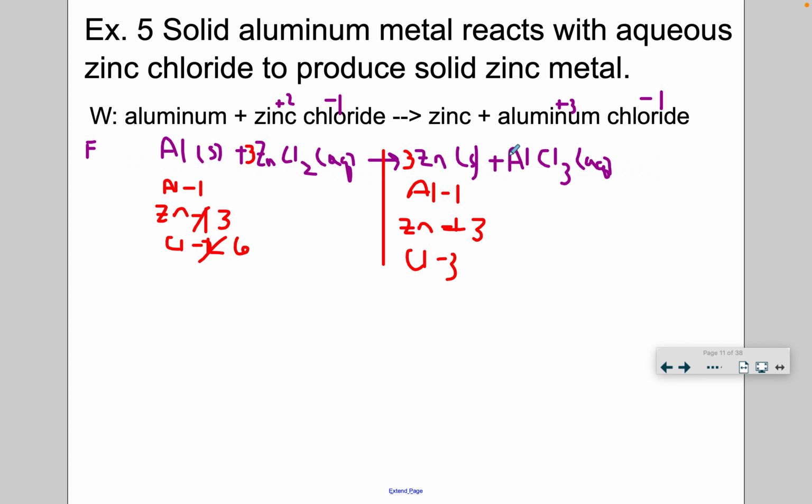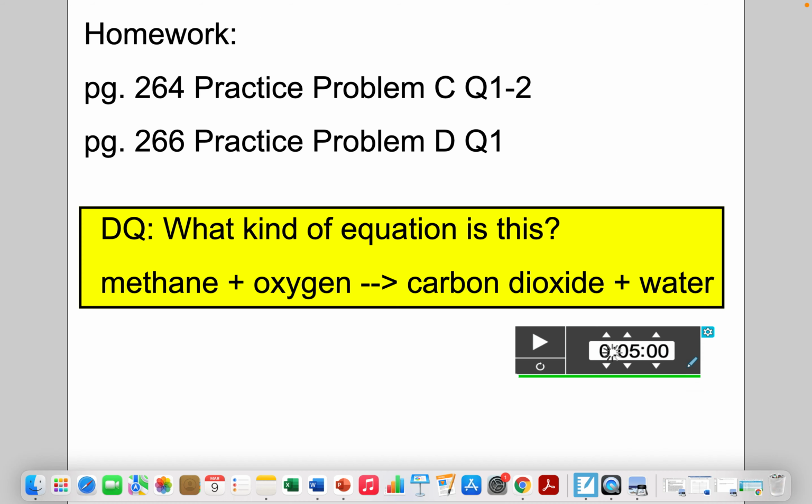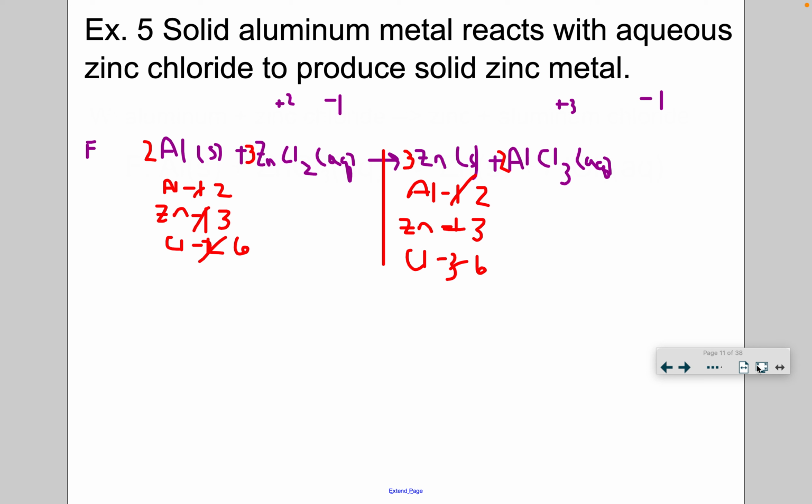And then what do I have to multiply chlorine by to get to 6? So 3 times what equals 6? 2. So when I put that coefficient here, oh my gosh, it changes the aluminum. And then 2 times 3 is 6 chlorine. So am I balanced here? 1, 3, 6, 2, 3, 6? No. But that's okay. This is an easy fix. I can stick a coefficient in front of that aluminum. And now I am balanced. Woohoo! What a process, right? Okay, so that does it for notes today.